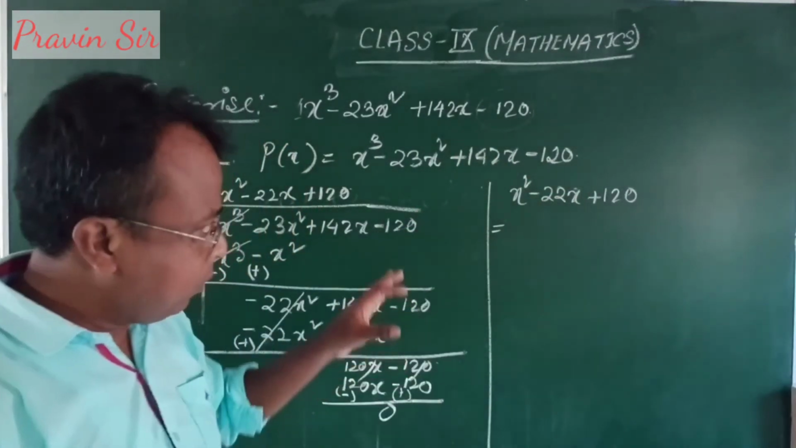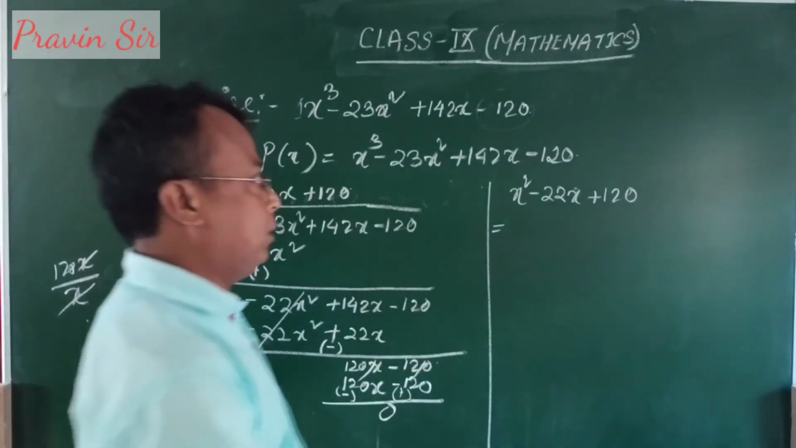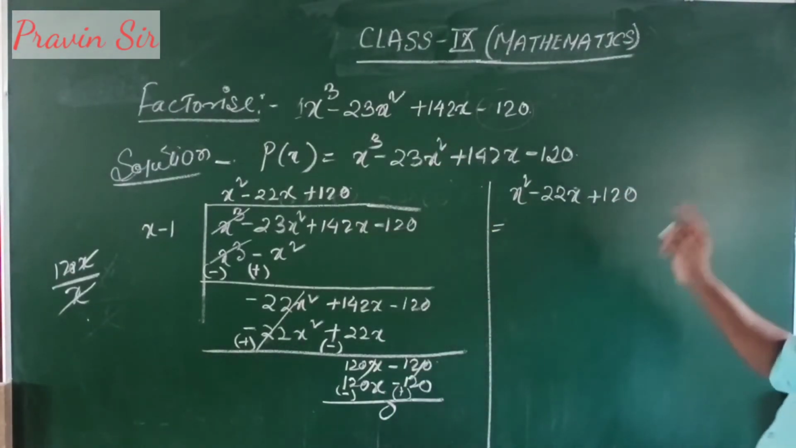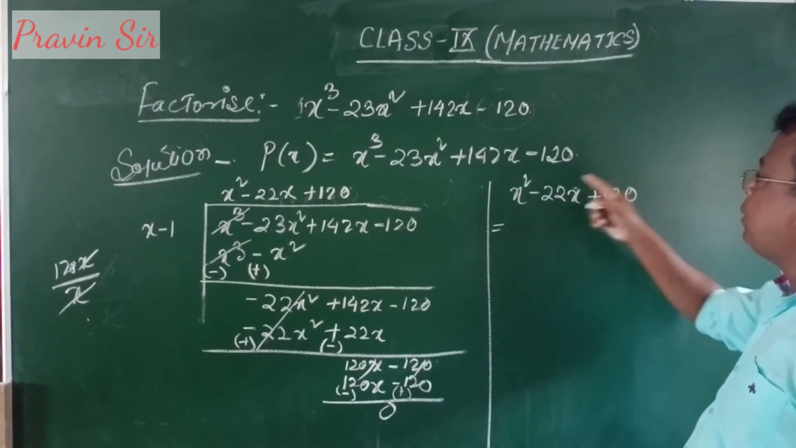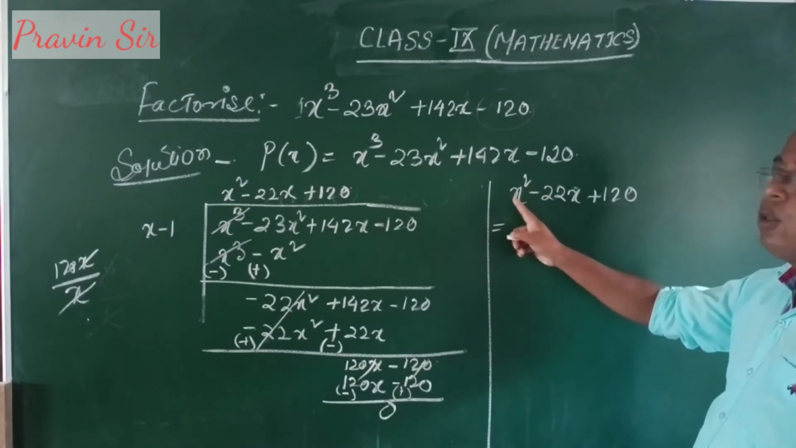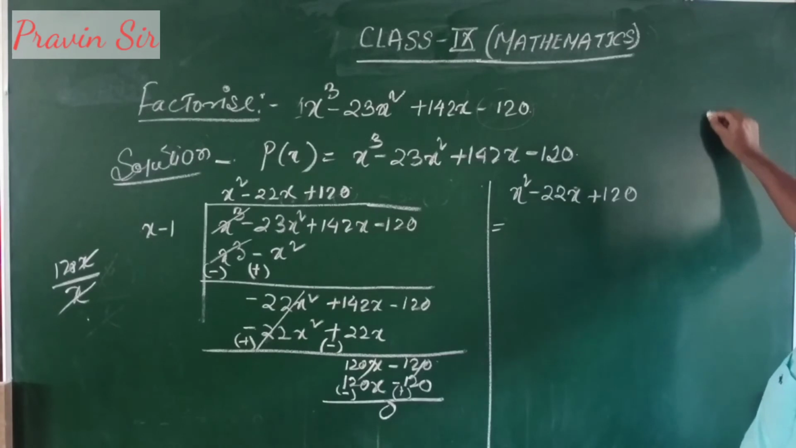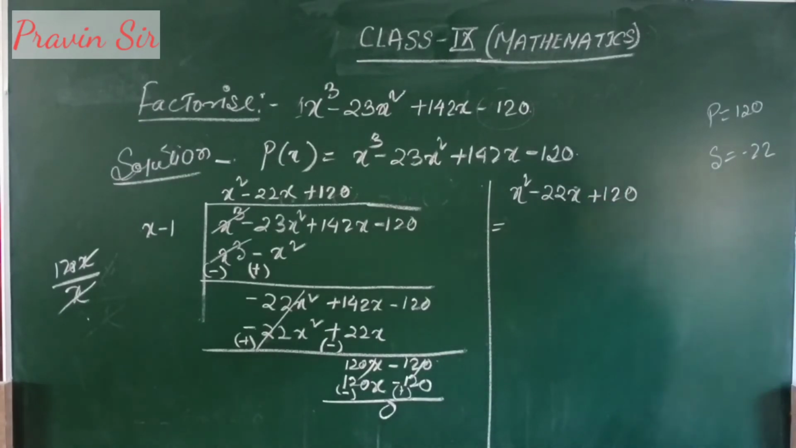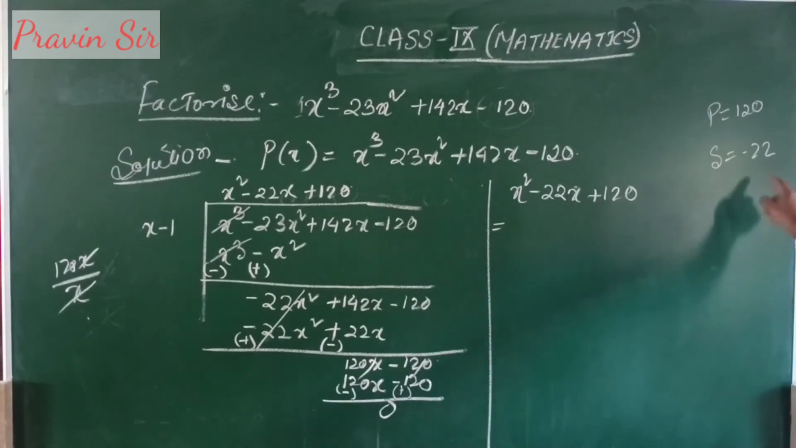So this one you can factorize by splitting the middle term. You know how to factorize a quadratic polynomial by using the splitting the middle term method. So first of all, the constant term into the coefficient of x square. What is the coefficient of x square? It is 1. So 120 into 1 is equal to 120. Okay, product is equal to 120, and sum is minus 22. Now you have to choose any two numbers. When you multiply, you will get 120, and when you add, you will get minus 22. Okay? Choose any two numbers.